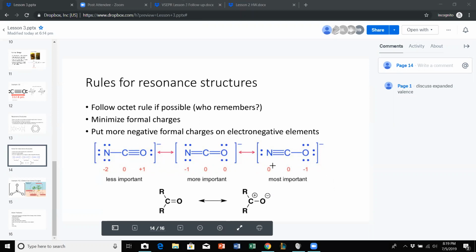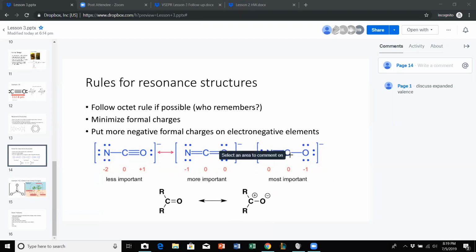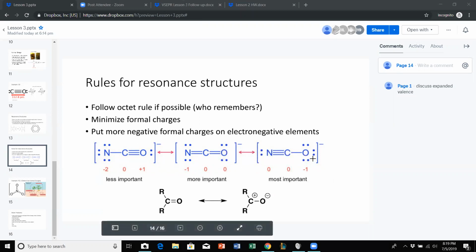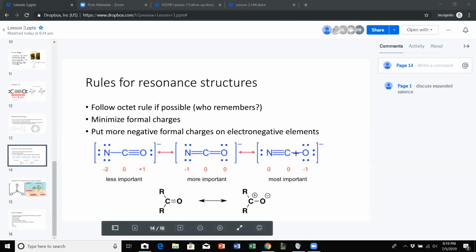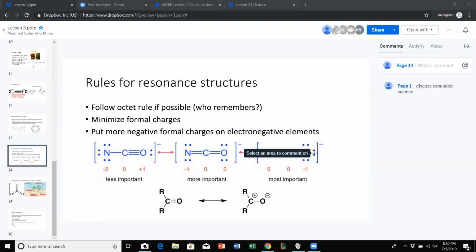So what does this tell us? This tells us that the nitrogen-carbon bond is closer to a triple bond, and the carbon-oxygen bond is closer to a single bond. Triple bonds are stronger than double bonds, which are stronger than single bonds, and triple bonds are shorter than double bonds, which are shorter than single bonds. So we should expect that the carbon-nitrogen bond is short and the carbon-oxygen bond is long. Does anyone have any questions about that example?